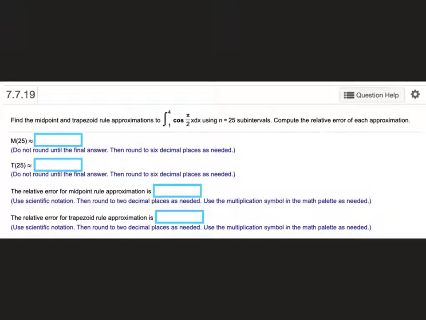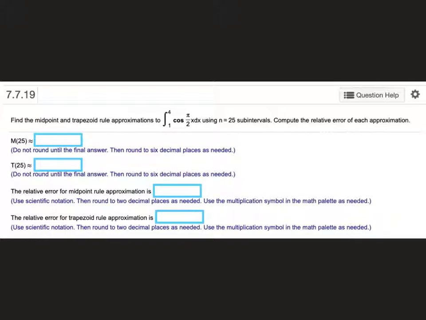Here's the solution to one of the problems about midpoint and trapezoid rules. This one is asking for these estimates with 25 subintervals, so you definitely want to use some kind of technology for this. I'll use the Mathematica notebook that I made with these commands in it, but if you just Google midpoint calculator or trapezoid calculator for integration, there are tons of these things online. All you have to do is tell it the function, the interval, and the number of subintervals, and then it'll do these calculations for you.